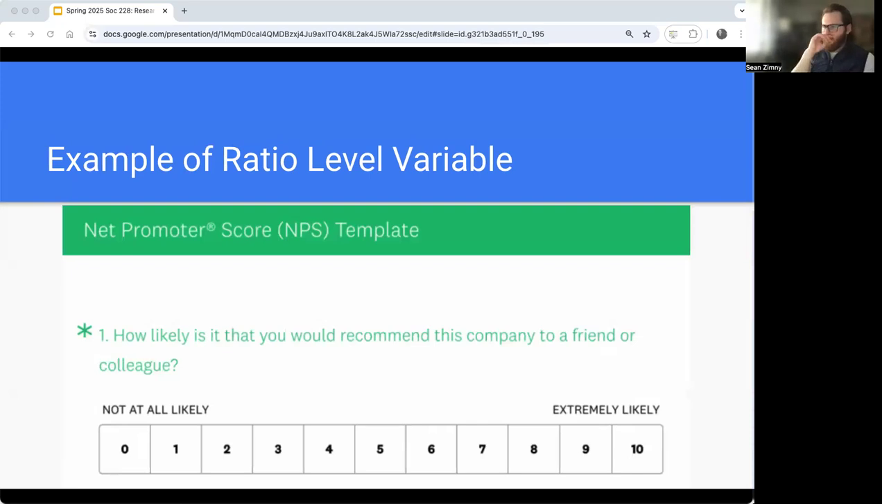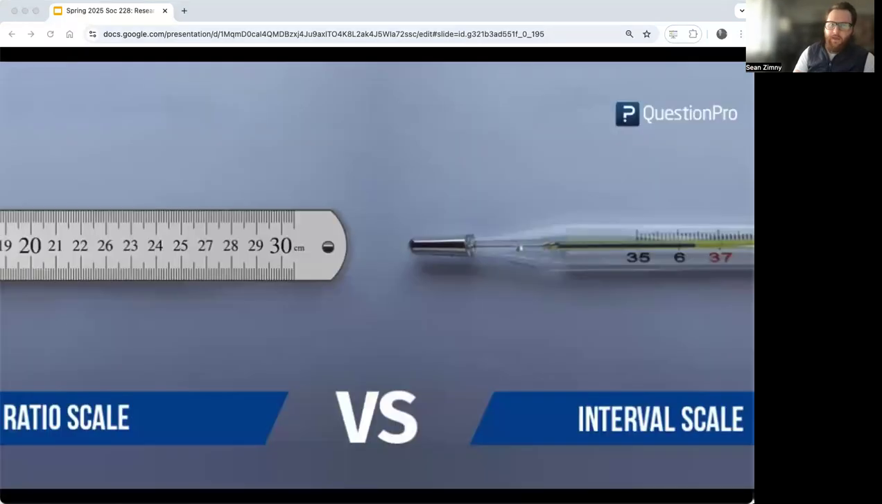Here's just an example of a ratio level variable as well. See how likely there is an absolute 0 point in this ratio level variable. Another one too. So ratio scale versus interval scale. So interval, you see the temperature on the right.